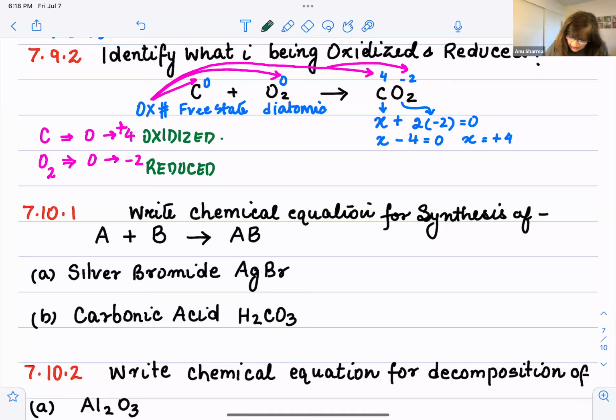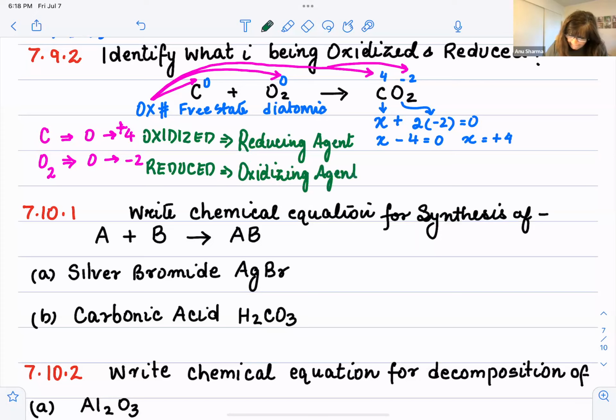So this is acting as a reducing agent, and this is acting as an oxidizing agent. Okay, reducing and oxidizing agent, if that's the question, but basically that's what you do.